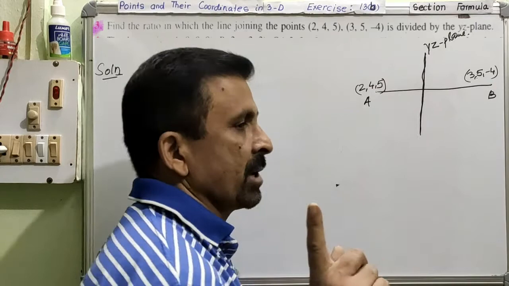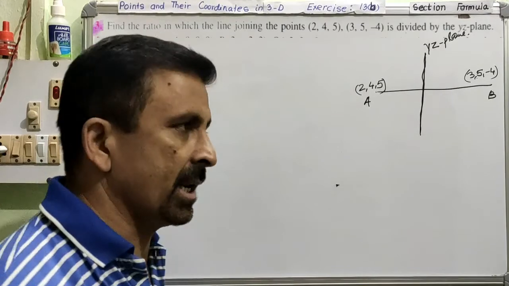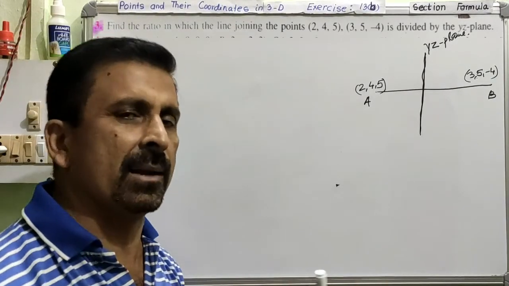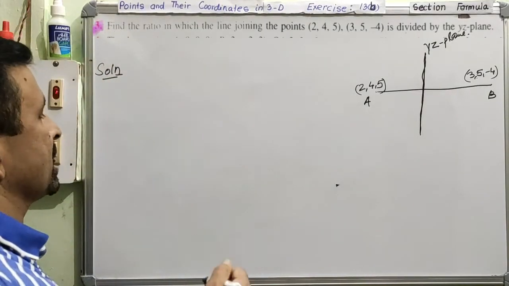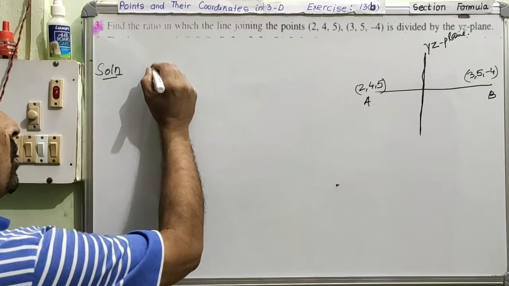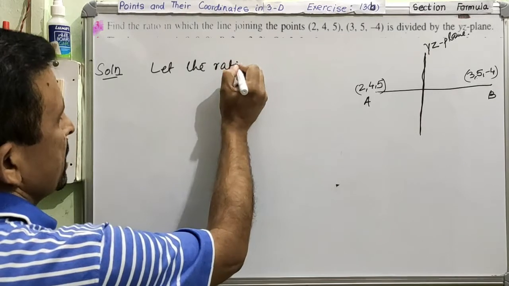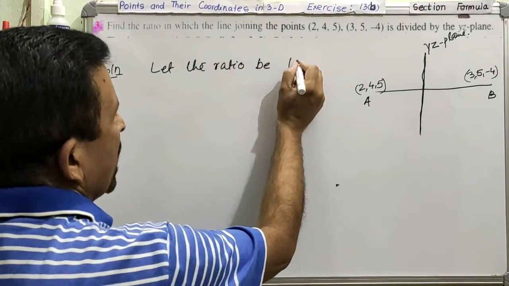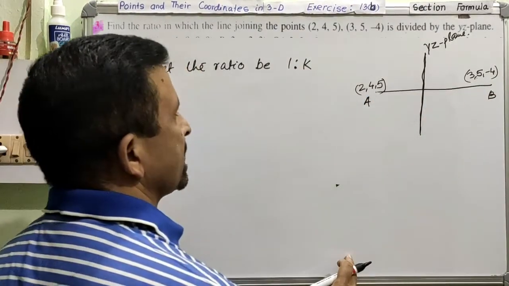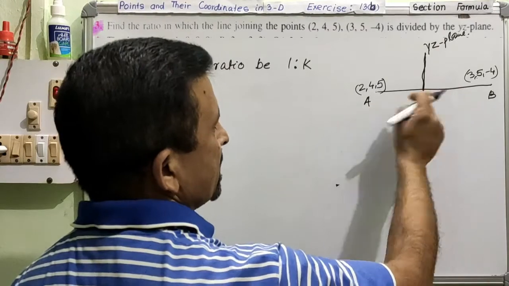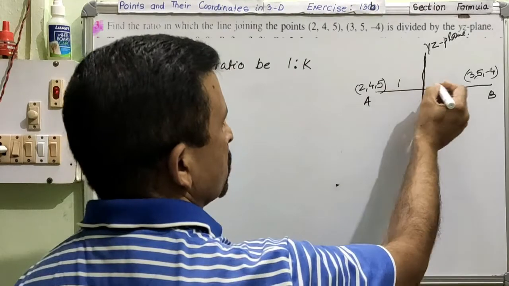The question is to find the ratio. Whenever you have the question to find the ratio, we will assume the ratio as 1 is to k or k is to 1. It depends on how you want to do it. Order does not matter, but you can take any one of these orders. So I will say let the ratio be 1 is to k. This is the ratio which I have assumed in which the join of AB is divided by the YZ plane. That is 1 is to k.